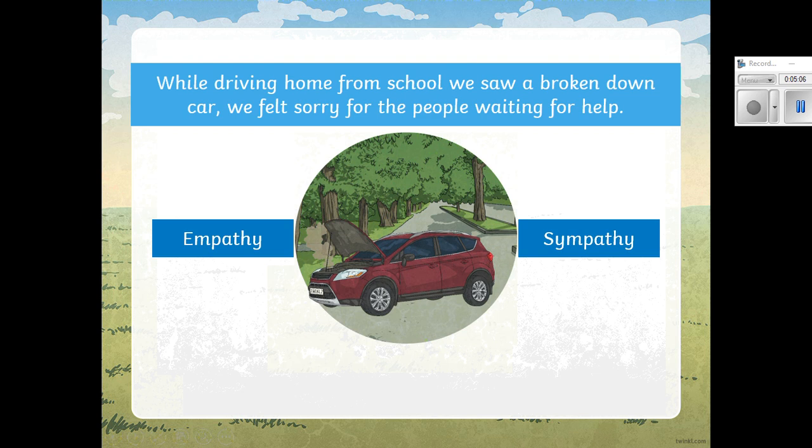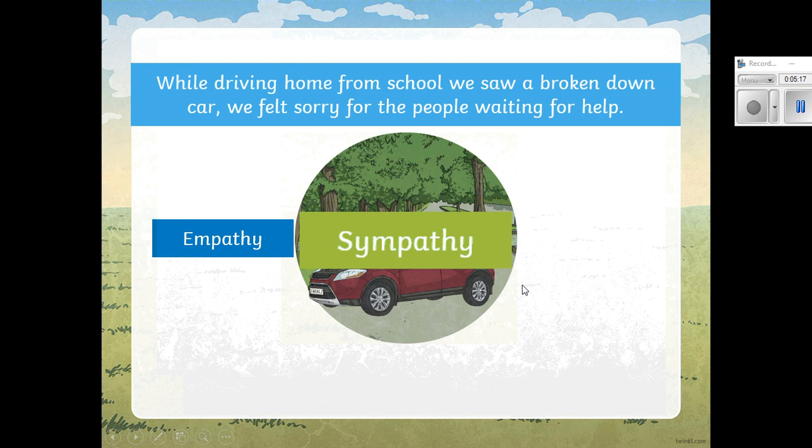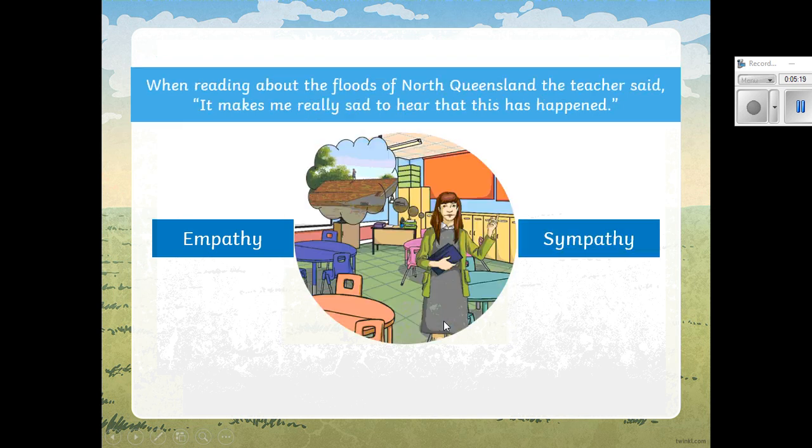Okay, while driving home from school, we saw a broken down car. We felt sorry for the people waiting for help. Okay, feeling sympathy. And when reading about the floods of North Queensland, the teacher said, "It makes me really sad to hear that this has happened." And you can see she's imagining it as well. So I think she's feeling empathy.